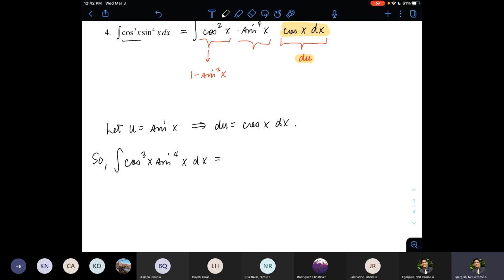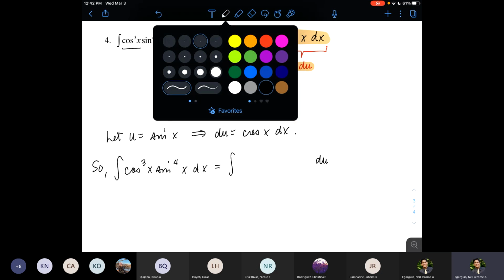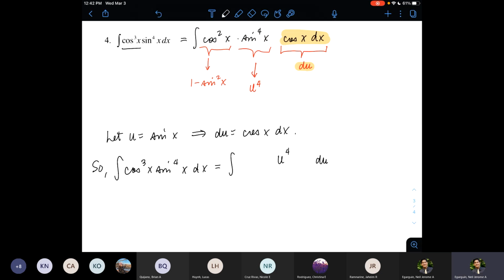Okay. So with those in mind, our original integral is equal to, right? So cosine x dx becomes our du. This becomes u to the 4th. And then remember that the first factor, cosine squared x, using the Pythagorean identity is 1 minus sine squared, but we're letting u be equal to sine x, so this is just 1 minus u squared, right? And that's how this form came about.